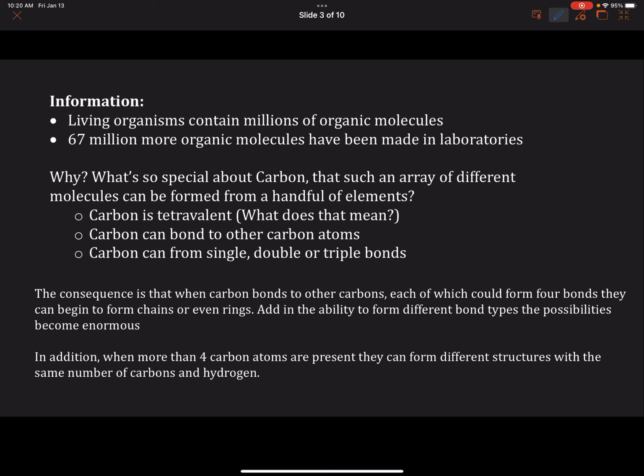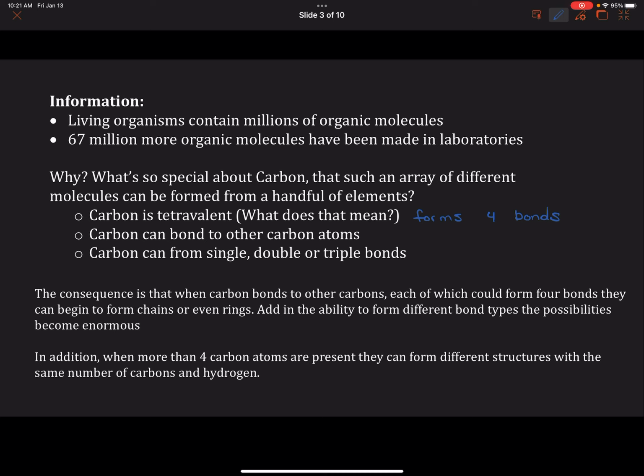Remember that when we dealt with carbon, it always formed 4 bonds. Something that forms 4 bonds we describe as being tetravalent. So carbon is tetravalent. It forms 4 bonds. Now, in addition to forming 4 bonds, we can bond to other atoms, so other carbon atoms. We could bond to, again, oxygens or nitrogens or sulfurs or halogens. When we form those bonds, they could be single, double, or triple bonds.